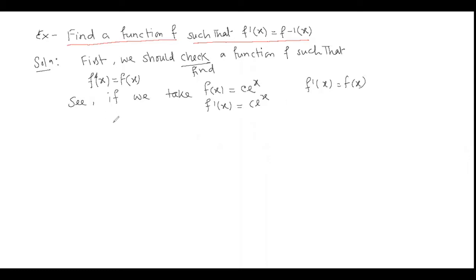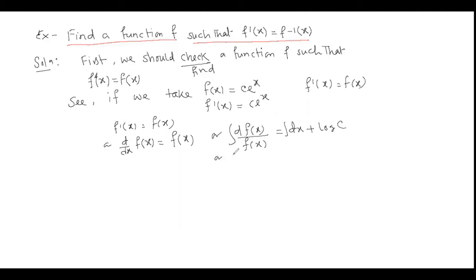In another way, we can also solve it. That is, f dash x equals fx. That means d/dx of fx is equal to fx, or d of fx over fx is equal to dx. If we integrate on both sides, taking log c as a constant, this will become log of fx is equal to x plus log c, or fx will be c into e to the power x. Clear? So if I tell you to find a function such that f dash x is equal to fx, then it is very easy, and we know that fx will be c into e to the power x. Clear?